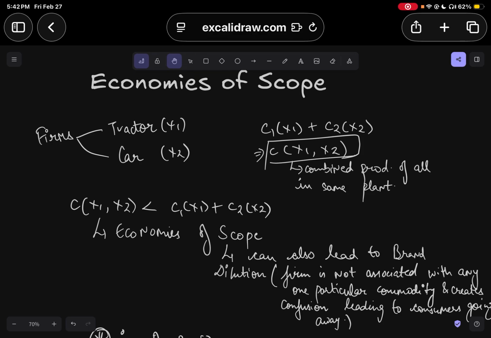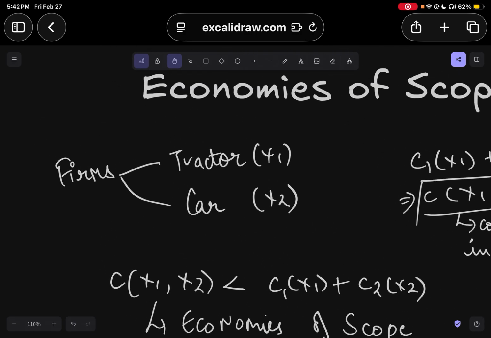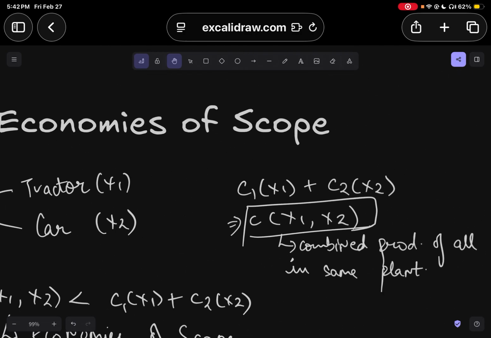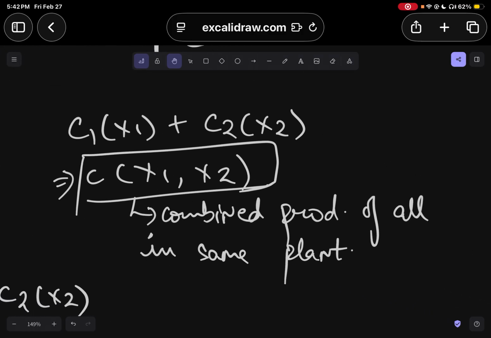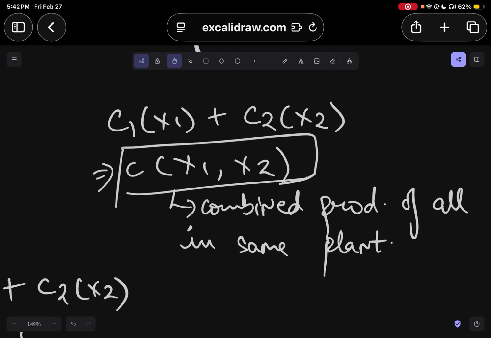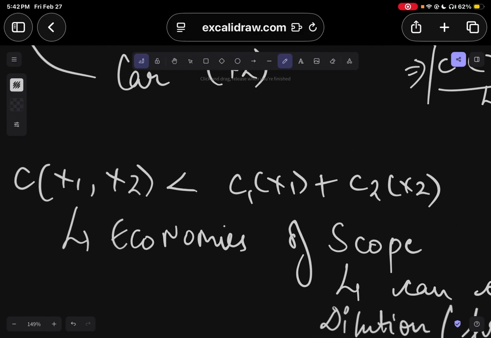So in this, we will start with economies of scope. Economies of scope shows combined production of all the units. So for example, if a firm produces tractors and cars, then separately their cost function would look like C1x1 plus C2x2. But if both these products are produced in the same plant, then cost function would look something like this, C(x1, x2).